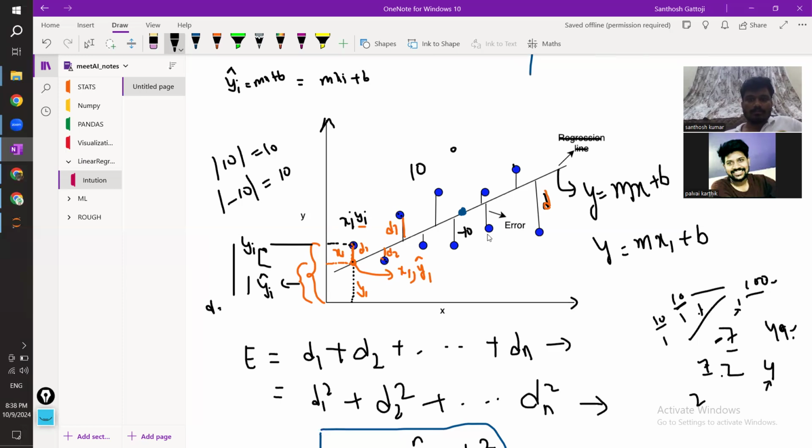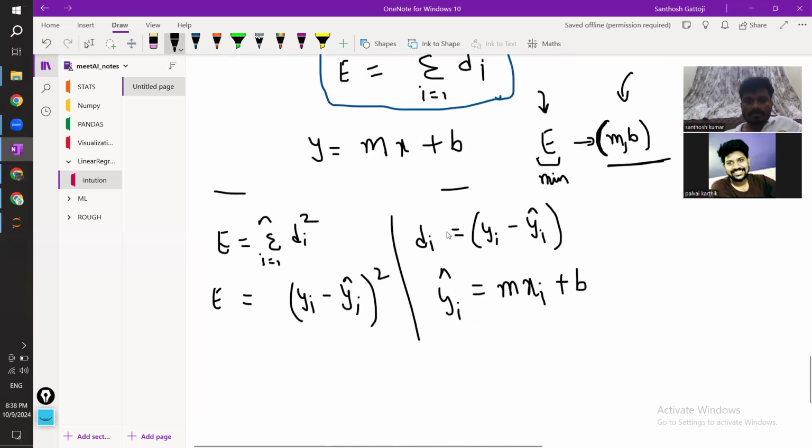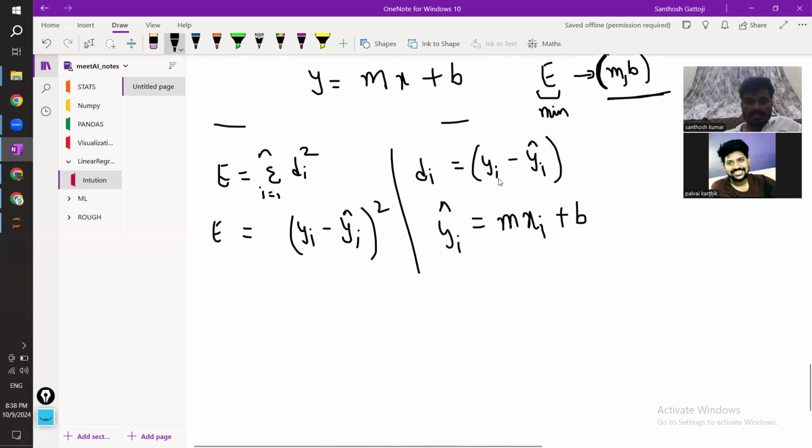Same thing for this, it will be y2 hat. y2 hat will be m x2 plus b, because this data point will be x2, y2, just as an example. Okay, clear? So now if you see here, distance is actual minus predicted.